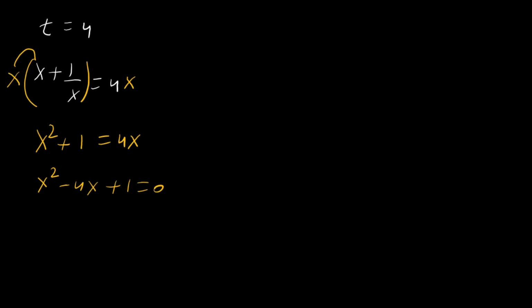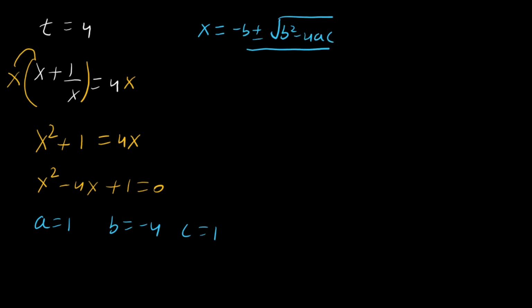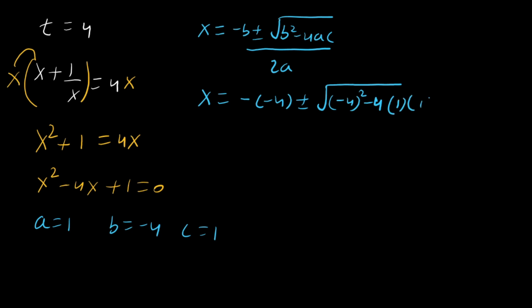This is a quadratic equation in terms of x. Here we will apply the quadratic formula. The value of a is 1, the value of b is minus 4, and the value of c is 1. And we know that the quadratic formula is x is equal to minus b plus minus square root of b square minus 4ac, divided by 2 times a. Then x is equal to minus the value of b, which is minus 4, plus minus square root of b square, it means minus 4 square, minus 4 times a, that is 1, and c, that is 1, divided by 2 times a, and the value of a is 1.